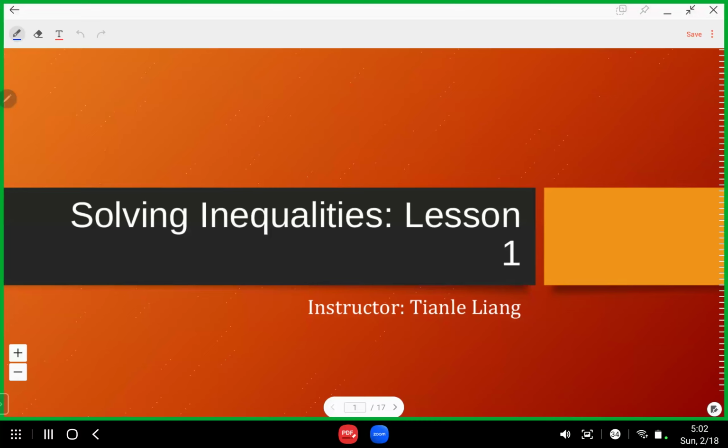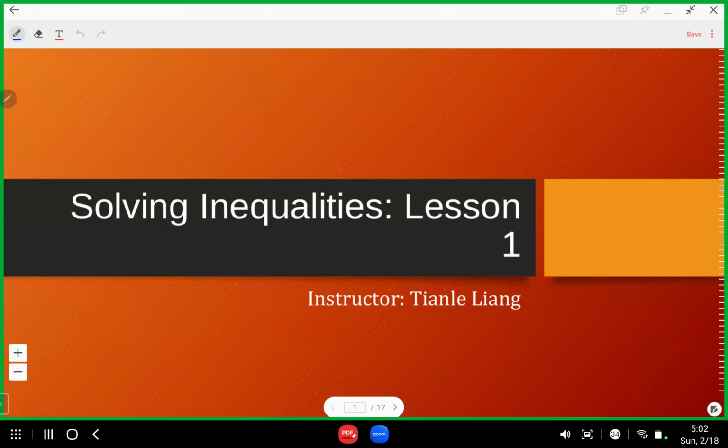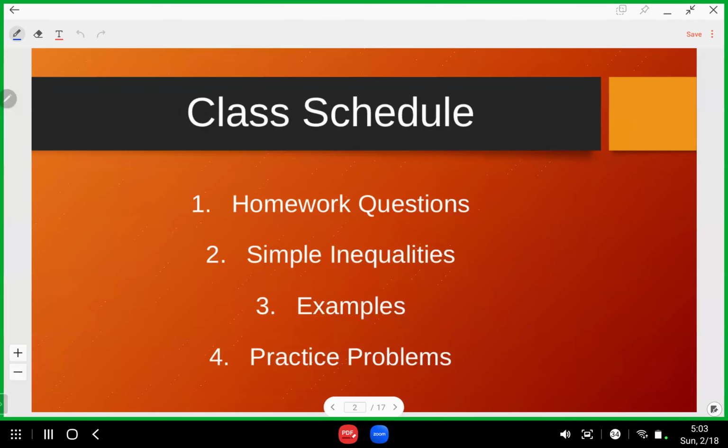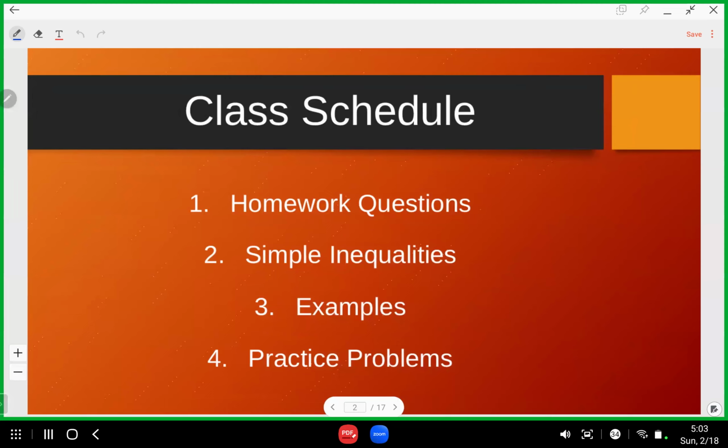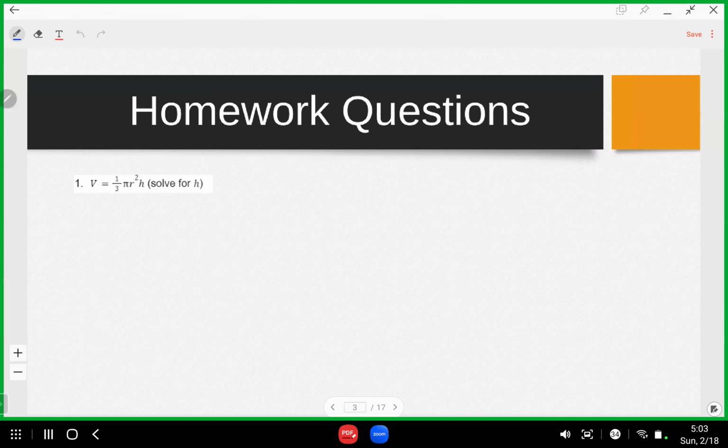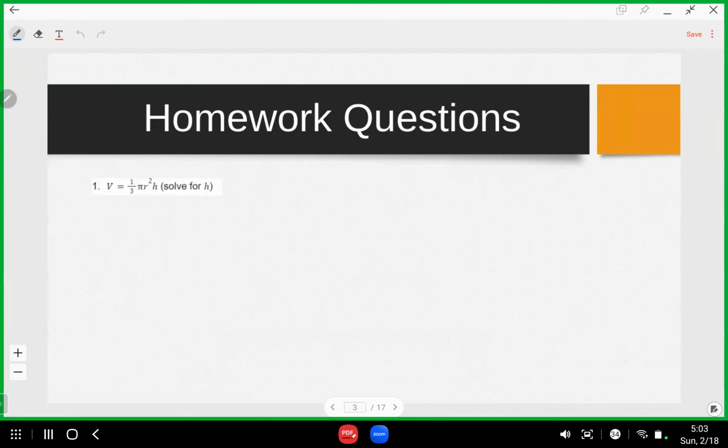So today we will be starting a new unit on inequalities because last time we finished our unit on linear equations. Now we're going to do some linear inequalities. So we're going to do homework questions, simple inequalities, some examples, and then some practice problems. Let's just start with the homework here. It was about literal equations. Hopefully that went well. Should not have been too hard. So I'll give you a couple moments to do this, and then we'll go over it.